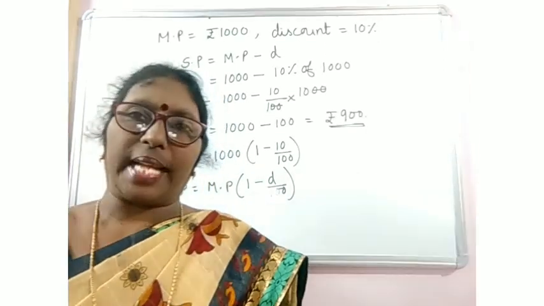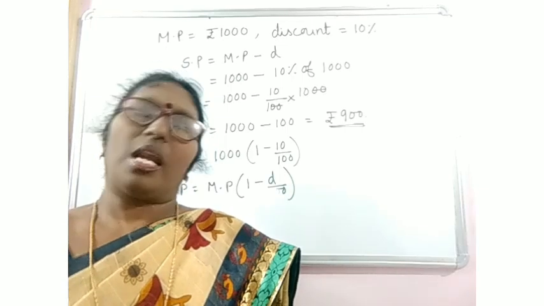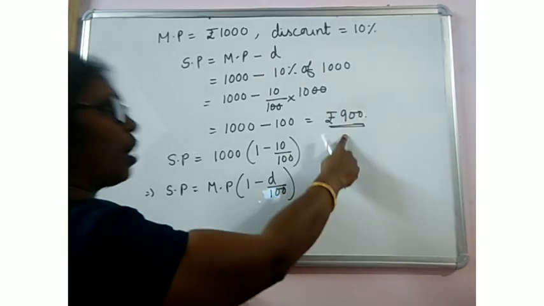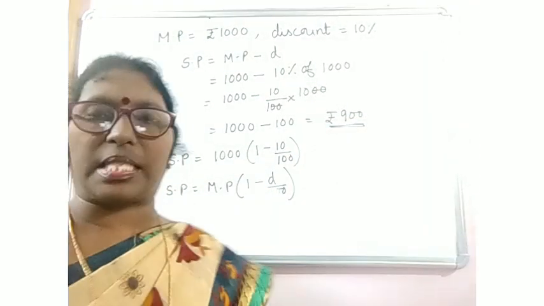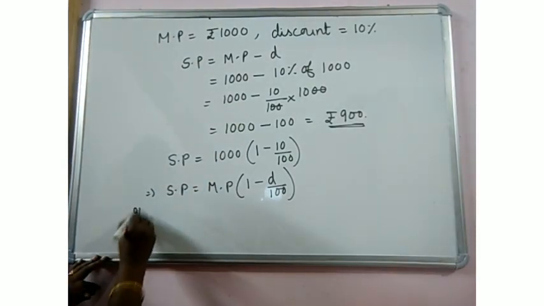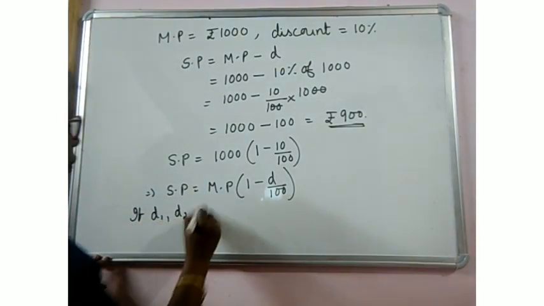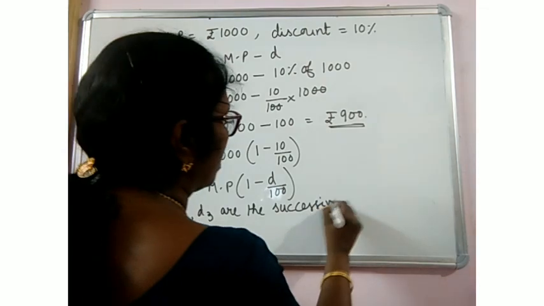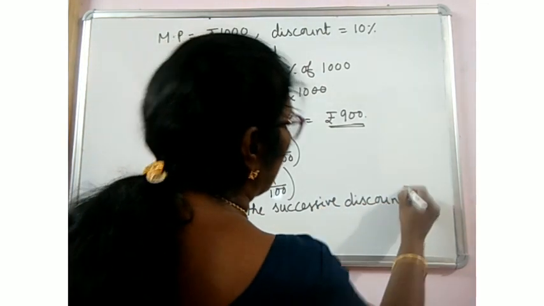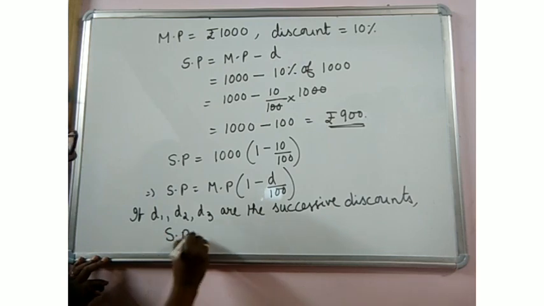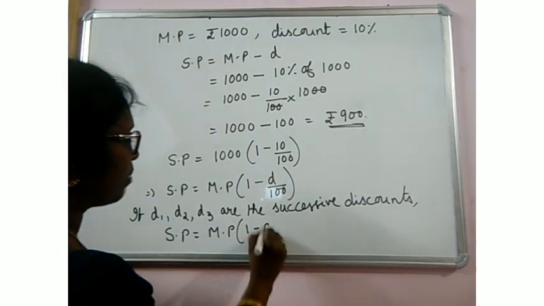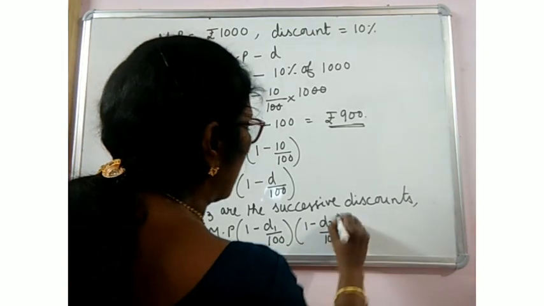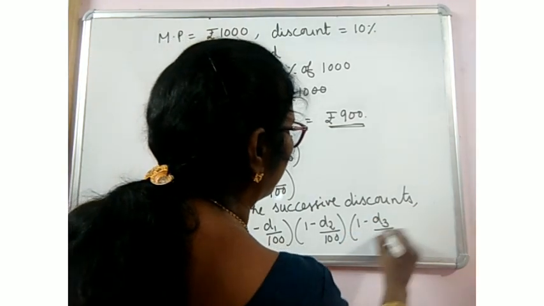Sometimes there are two or more discounts, successive discounts. That means it will be like this: the first discount is 10% and the next discount is 5%. That means after the 10% discount, on that price again a 5% discount is given. So if D1, D2, D3 are the successive discounts, then selling price will be marked price into 1 minus D1 by 100 into 1 minus D2 by 100 into 1 minus D3 by 100.